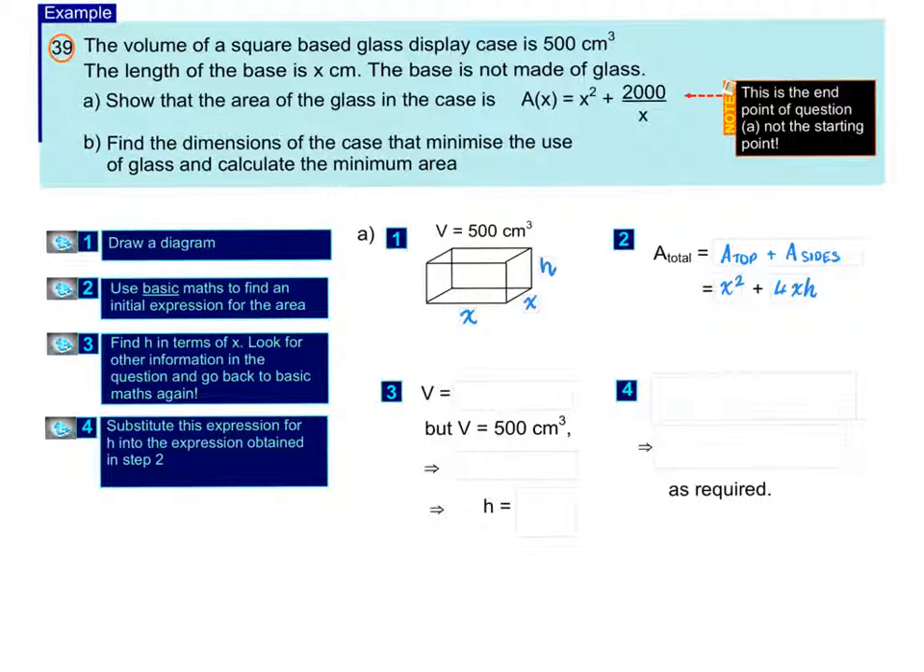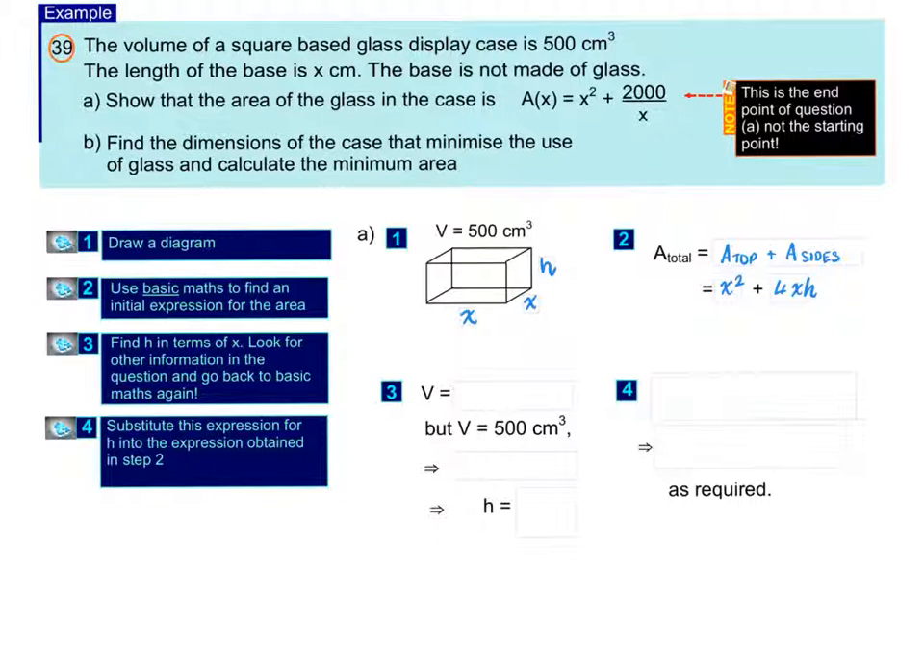Isn't quite what we want to do, because we want the expression in terms of x, and what we've got has an h in it. So we need to use the other piece of information, the fact that we know the volume is 500. We need to try and use that piece of information to get h in terms of x, so we can then go on to replace it.